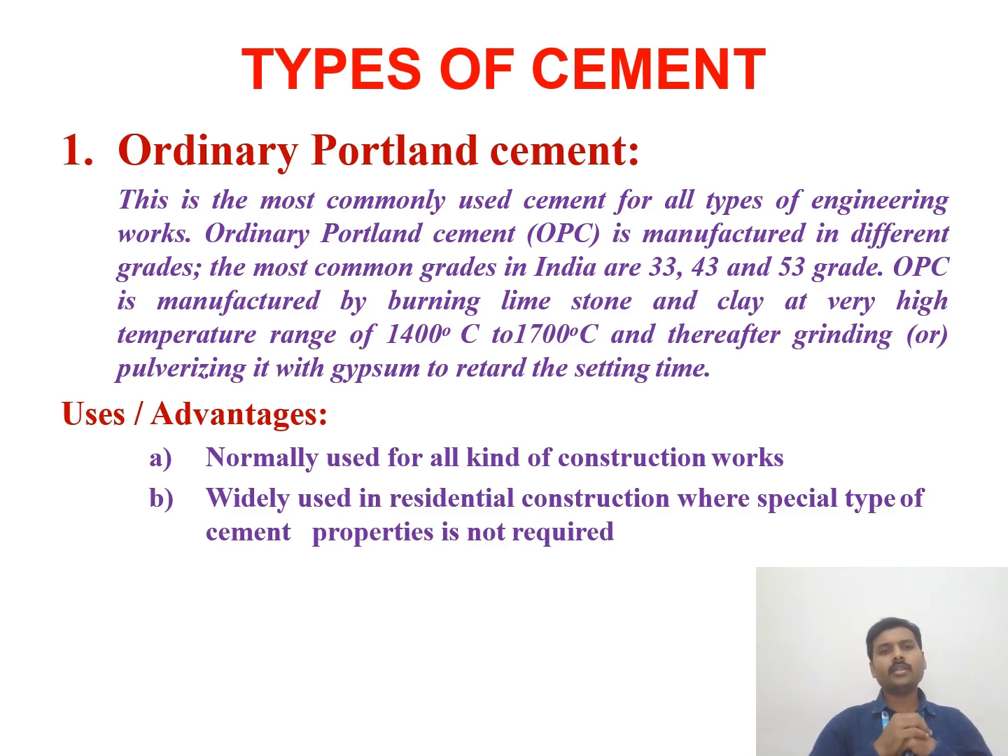Ordinary Portland cement is the most commonly used type of cement, which can be used in all types of engineering works. Ordinary Portland cement is manufactured in different grades. The common grades used in India are 33, 43 and 53 grade. Grades are available only in ordinary Portland cement. The main advantage of OPC is that it can be used for all kinds of construction work. It is widely used in residential construction where special types of cement are not required.